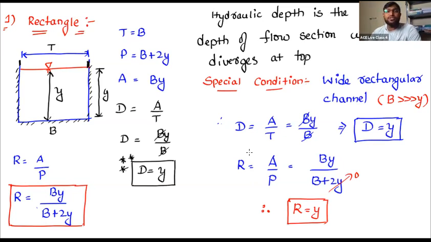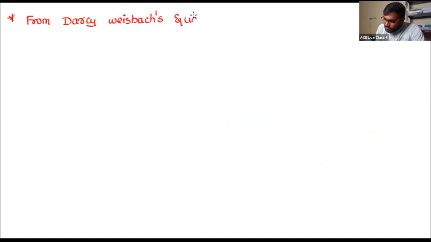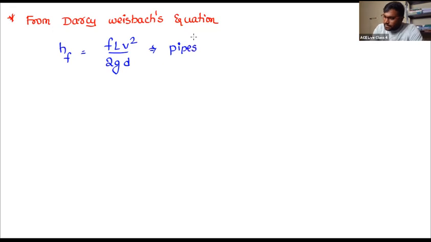So for that, I will explain. If you remember Darcy-Weisbach's equation, I hope you remember this. If you have studied fluid mechanics, fine; else, you might have seen this equation. hf is equal to fLV² by 2gD. This is in the case of pipes, right? I hope you have remembered this one.